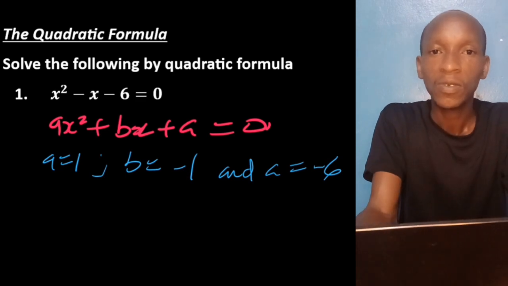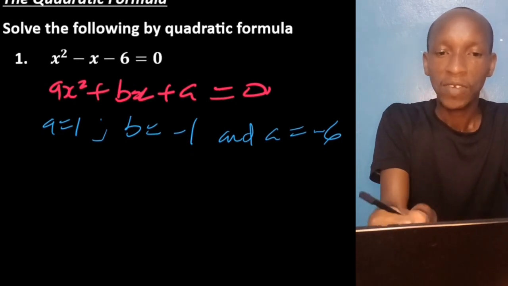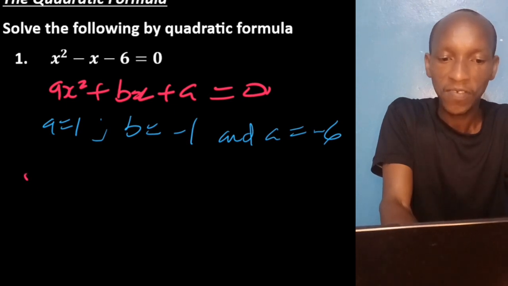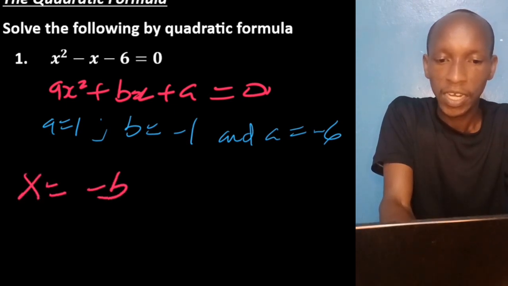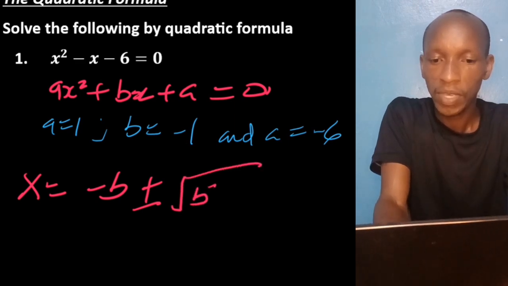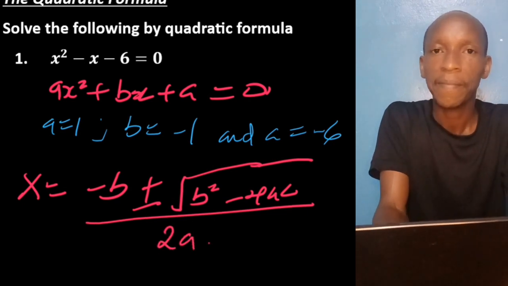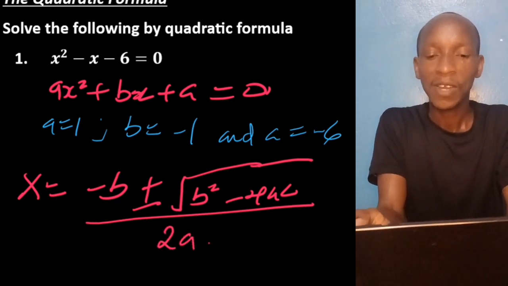Then you also need to know the quadratic formula. We know that the quadratic formula is x is equal to -b plus or minus the square root of b squared minus 4ac, and then everything divided by 2a. Now, all these values we have already identified: we have a, we have b, we have c.